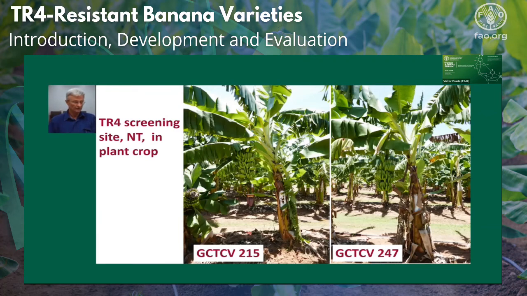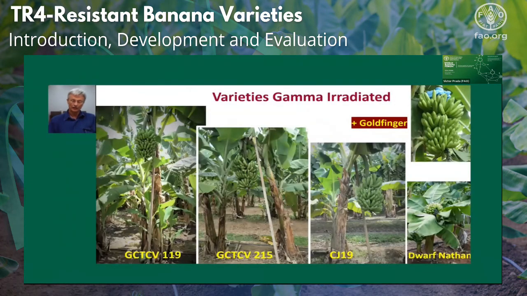They produced nice bunches, but unfortunately for the growers, the productivity fell well short of Williams, grown in the absence of TR4. These selections also seem more prone to falling over due to strong winds and so forth. As I mentioned earlier, my department also embarked on its own banana mutagenesis program following the TR4 incursion in North Queensland. Four Cavendish selections with disease resistance were chosen as candidates, along with the Goldfinger, which is also resistant.